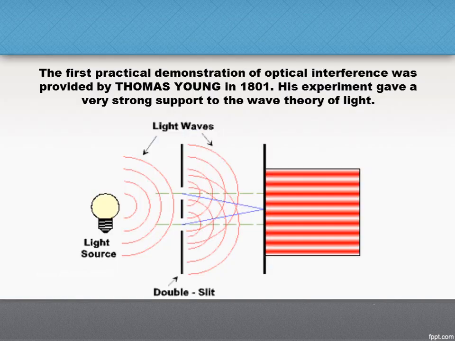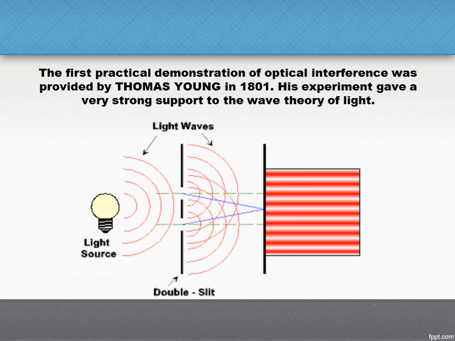Young double slit experiment. The first practical demonstration of optical interference was provided by Thomas Young in 1801. His experiment gave very strong support to the wave theory of light. Now the condition for interference is that light should be monochromatic, it should have the same frequency, same wavelength, and the light sources should be phase coherent.